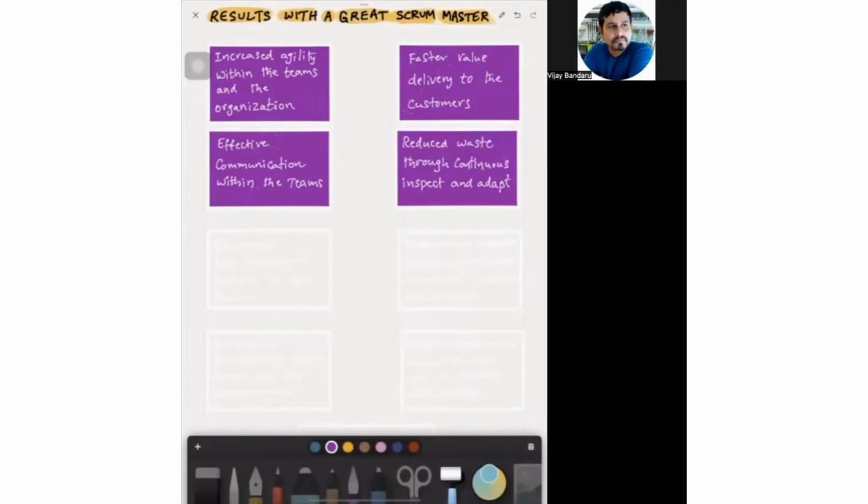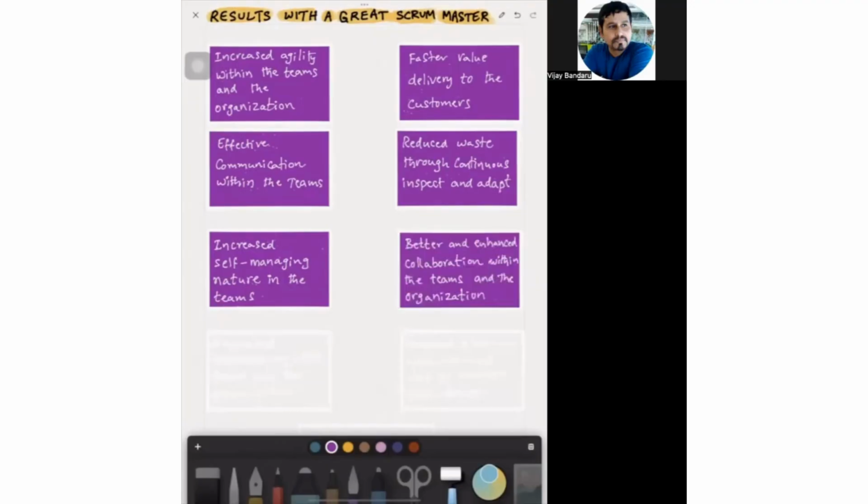This waste may be process waste or tool waste or practices waste. Anything that is waste will be identified and then it can be addressed so that it will be leading to a continuous improvement. And then increased self-managing nature in the teams. When the teams become more self-managing, the decision making will be decentralized. So the decision making will be faster, and also the teams will be motivated.